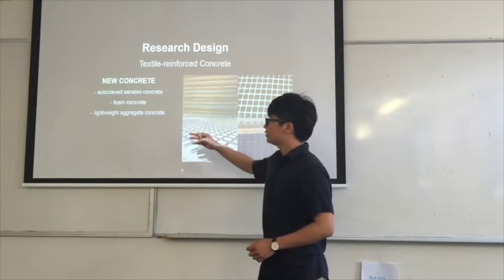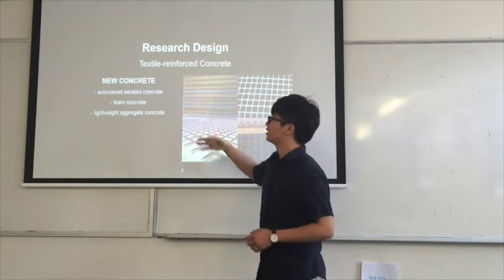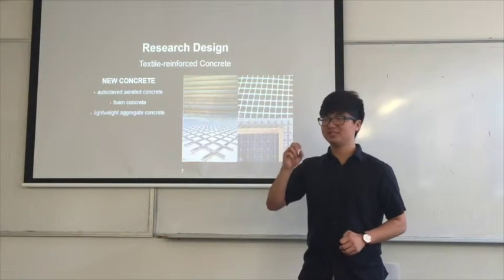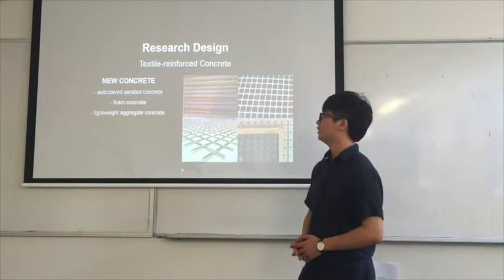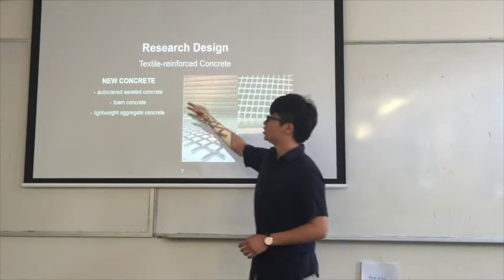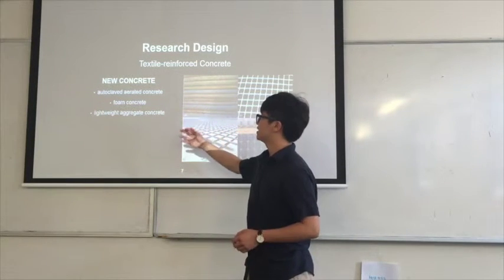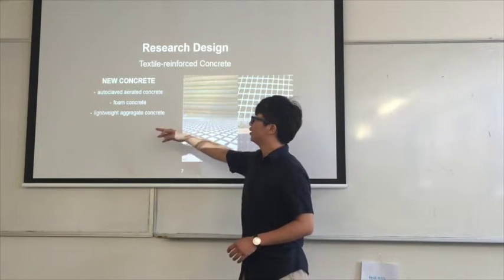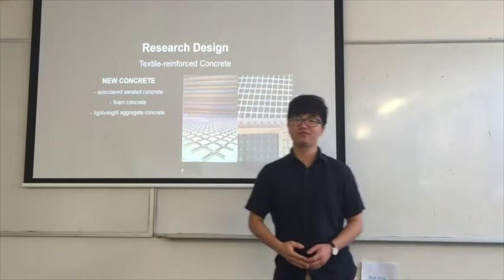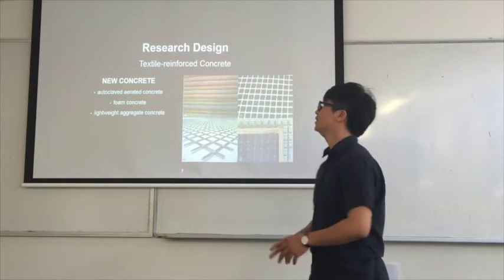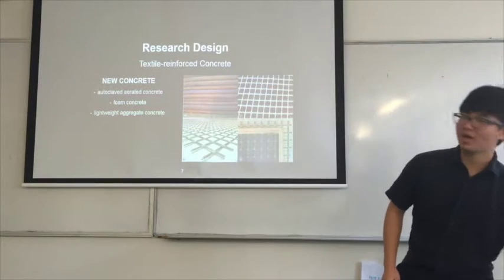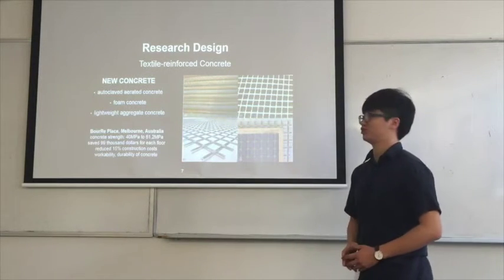The following three kinds of concrete make up a big percentage of the new concrete. First is autoclaved aggregate concrete, and second are foam concrete and lightweight aggregate concrete. These three concretes play an important role in structure design. And we have an example in Australia.